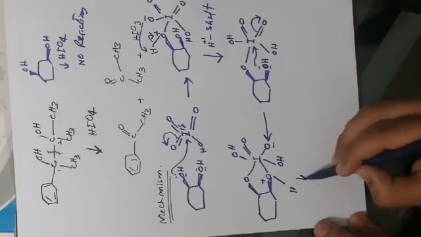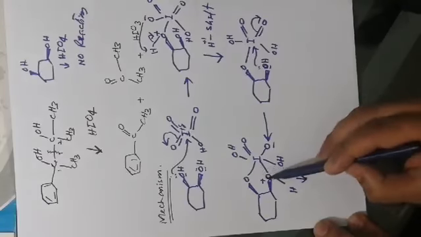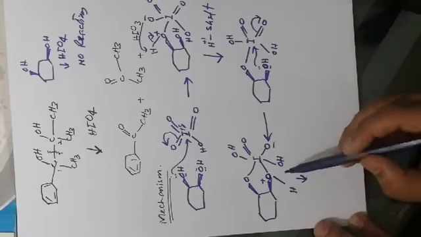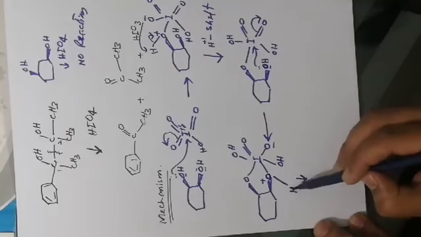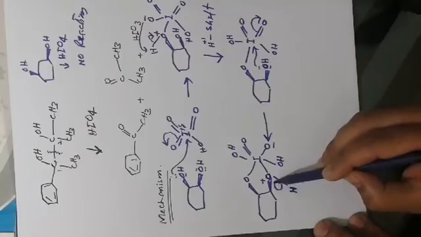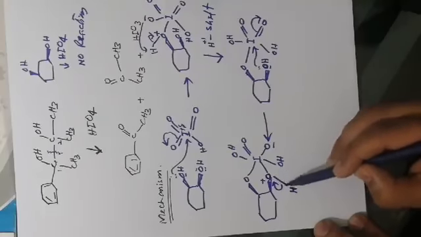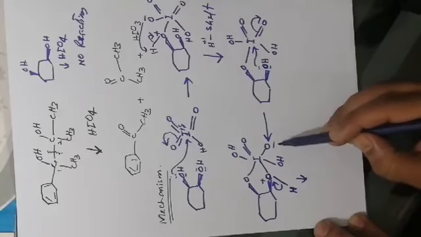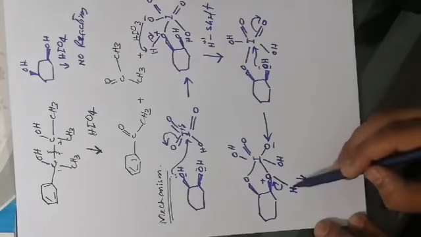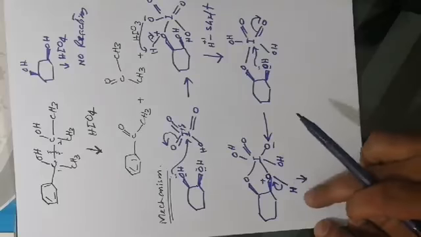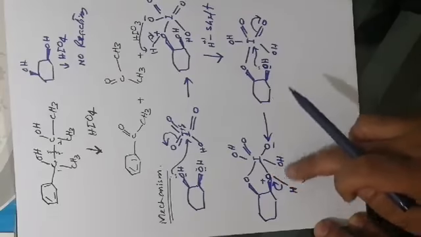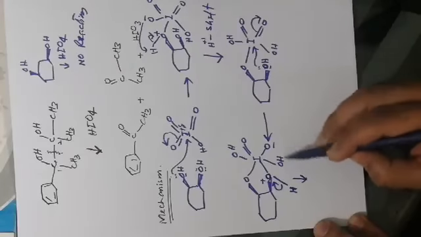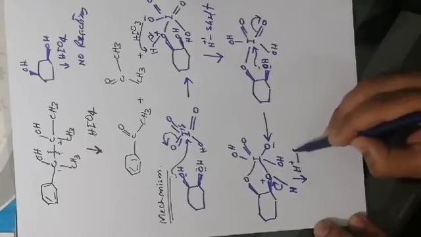What will happen in the next step? Since the oxygen bears the positive charge, it will definitely need a pair of electrons. So how does it get it? It gets it by pulling this pair of electrons towards itself, making hydrogen very electron deficient, and this oxygen is negatively charged. So hydrogen shifts from this oxygen atom to this oxygen atom. So here we are getting the second hydrogen shift.